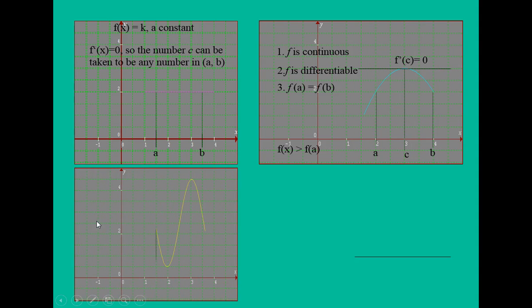Here's another graph. We have the interval a to b. It's a continuous function. It's differentiable. And f of a equals f of b. Notice with this graph, we have two different values that the slope of the tangent line would equal 0.